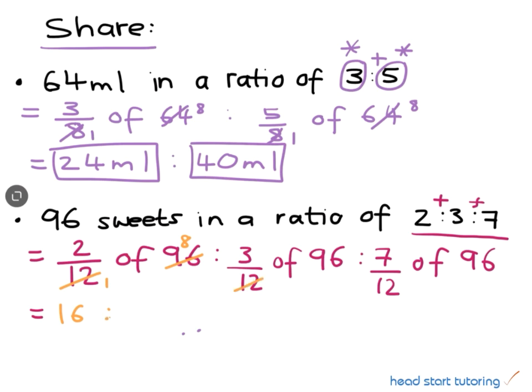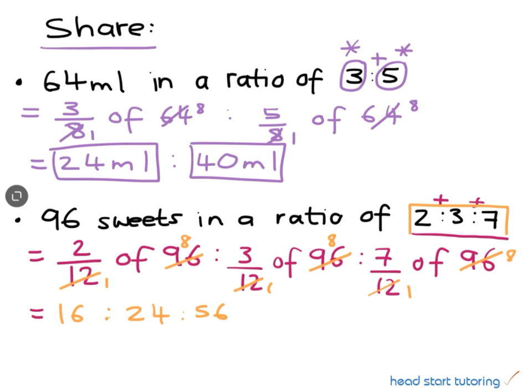Then we've got 12 into itself once and into 96 8 times. 3 times 8 is 24. And then we have got 12 into itself once and into 96 8 times. 8 times 7 is 56. So we end up with a ratio of 16 to 24 to 56 when we are working with sharing 96 sweets in a ratio of 2 to 3 to 7.